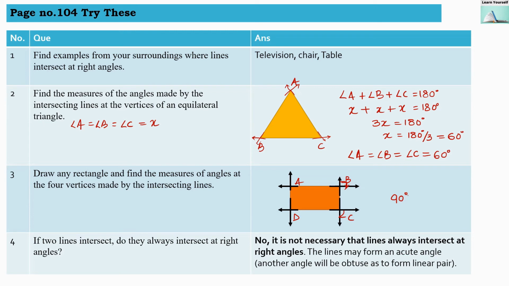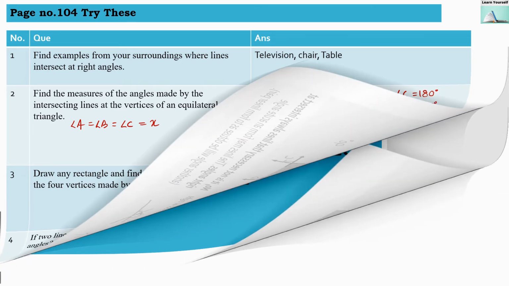Another angle will be obtuse so as to form a linear pair. When two lines are there and they are not intersecting each other at a right angle, then one angle will be acute like this and another angle will be obtuse like this. So together they will form a linear pair. But it is not necessary that they will always intersect at a right angle. This case will not be possible every time. So they may intersect at different angles.